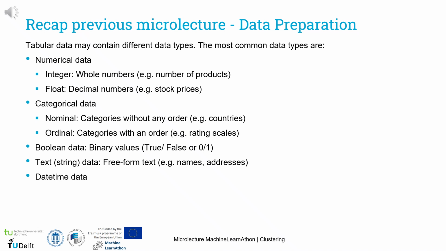Another recap from the microlecture data preparation. Its main takeaway is that we have different data types and that it's important to look out for these different data types. So we have numerical data, categorical data, Boolean data, text data, and date-time data. There are also more data types, but these are the most common ones.